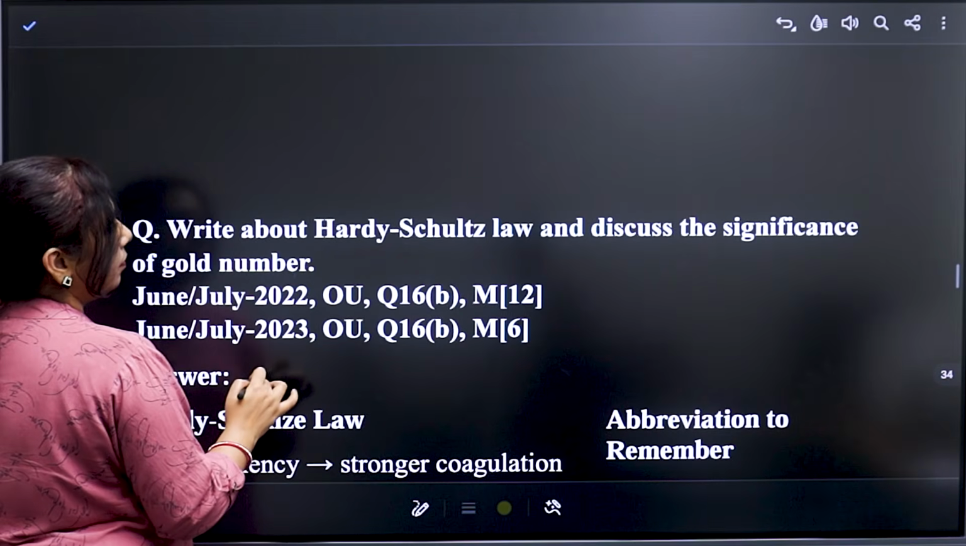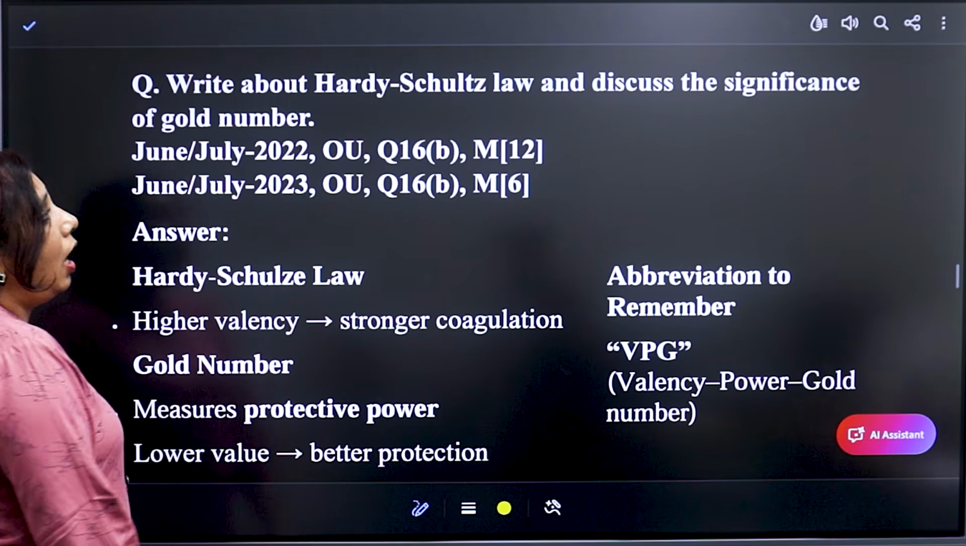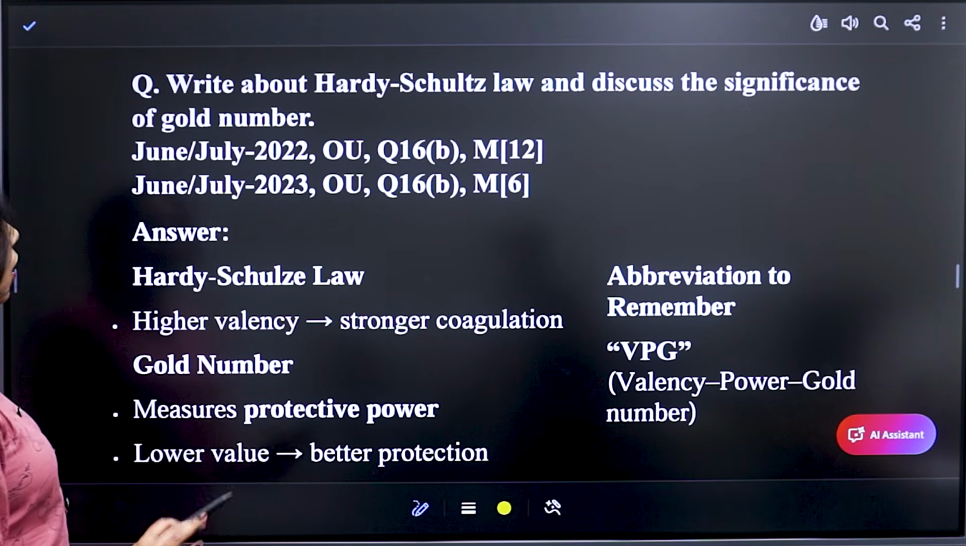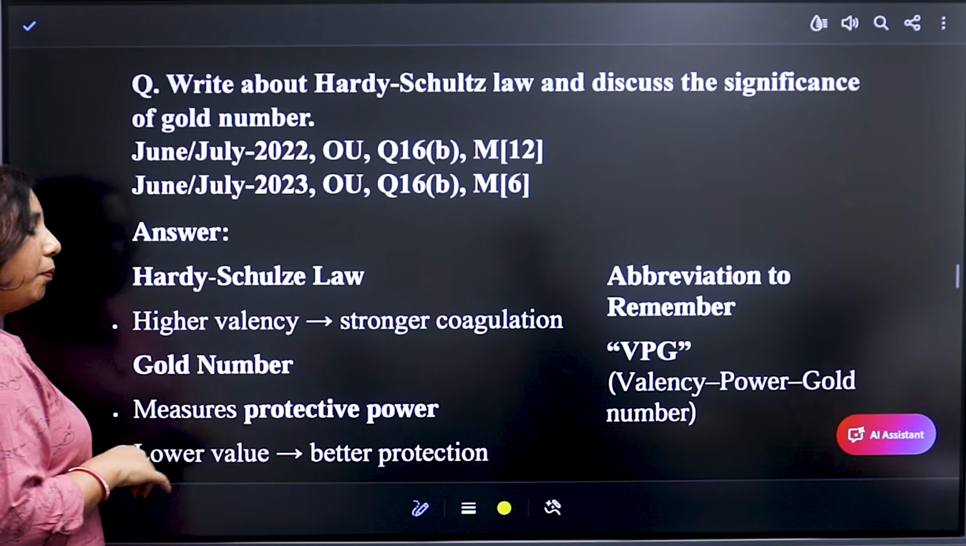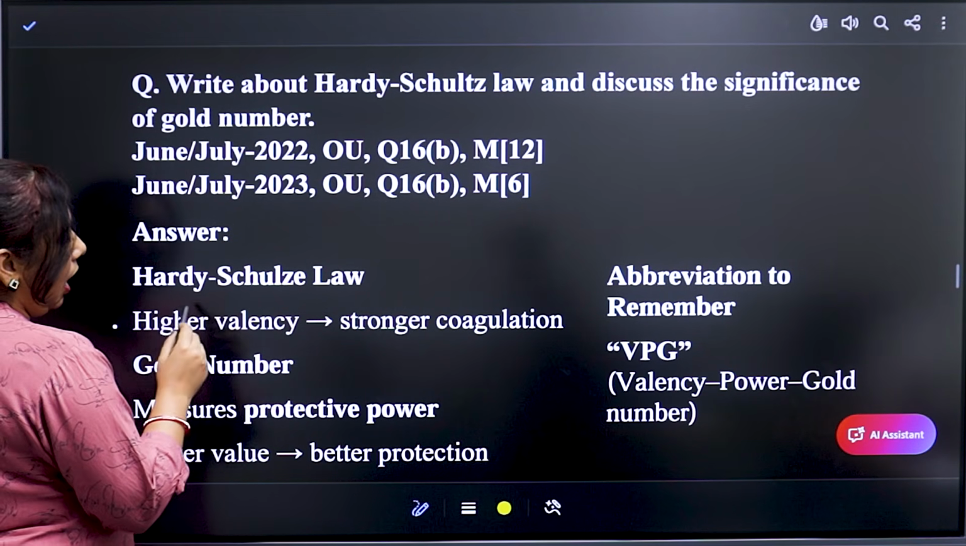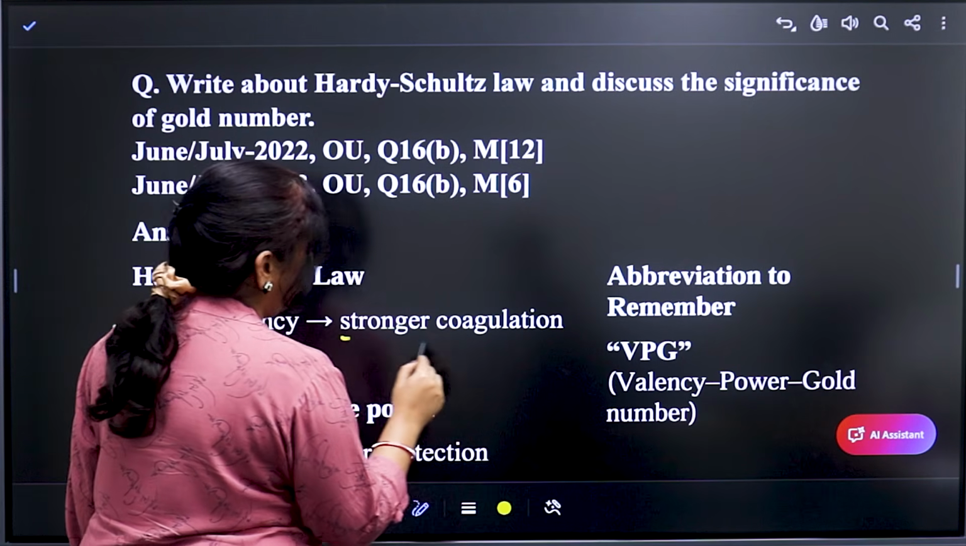Then the next question is Hardy-Schulze law and significance of gold number. This question is very important from Unit 4 chapter 3, that is Hardy-Schulze law. First, higher valency, then stronger coagulation.